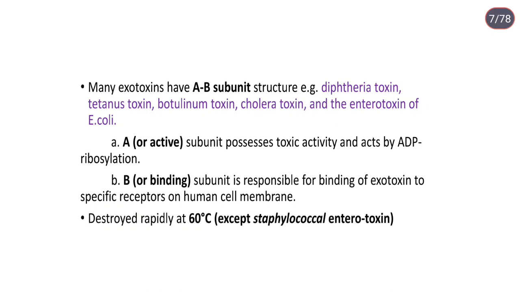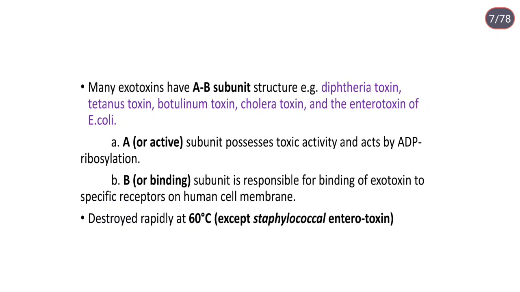Now some exotoxins have an AB subunit structure. There are two subunits. One is the A subunit, which is termed the active subunit, and the pathogenicity of the bacterial exotoxin is exerted by this A subunit, which has the catalytic domain. The B subunit is the binding subunit, which binds to a specific receptor, and the specificity of a bacterial exotoxin is determined by this B subunit.